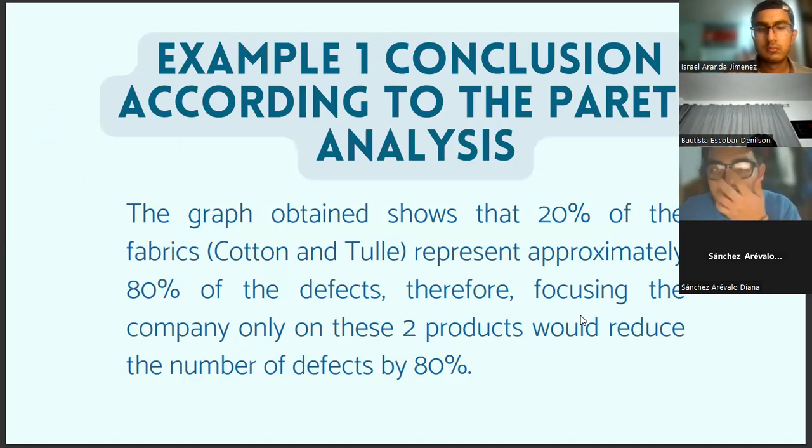Well, example conclusion. According to the Pareto analysis, the graph obtained shows that 20% of the fabrics, cotton and tulle, represent approximately 80% of the defects. Therefore, focusing the company only on these two products will reduce the number of defects by 80%.